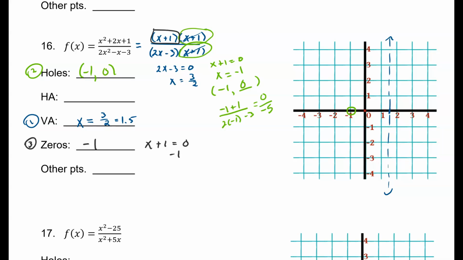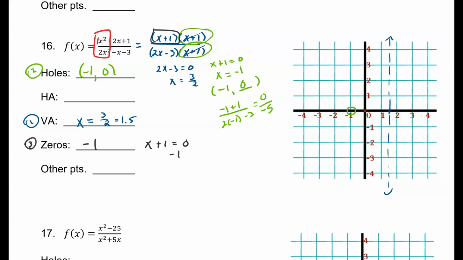Now remember, when you're looking for horizontal asymptotes, we look at the degrees. So I'm going to look at the original function, my original equation, and see what I know about the degrees of my leading coefficients. Well, in this case, they are equal to each other. We have an x squared and an x squared. So my horizontal asymptote is a result of the ratio of their coefficients.